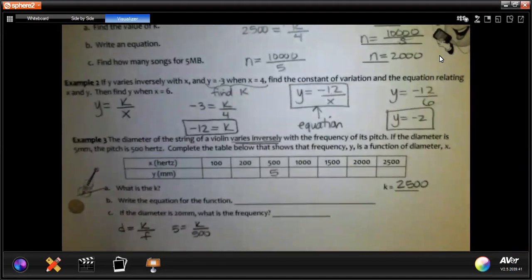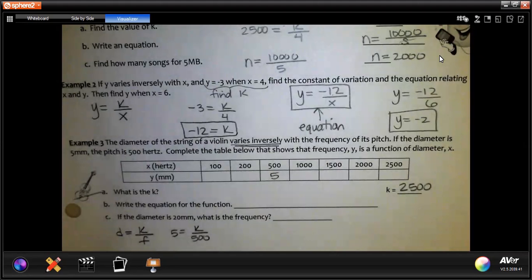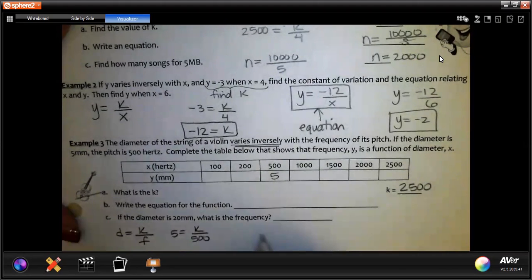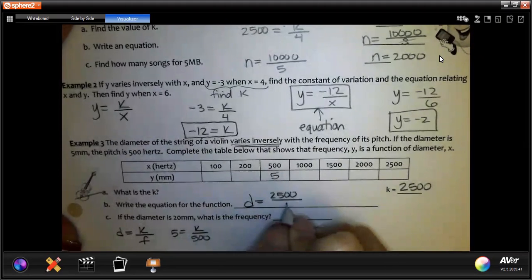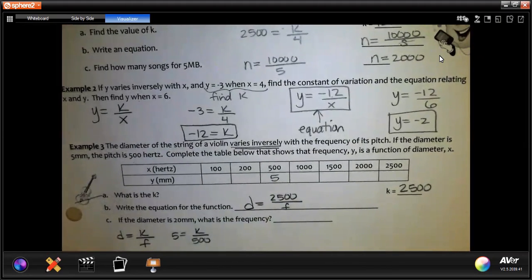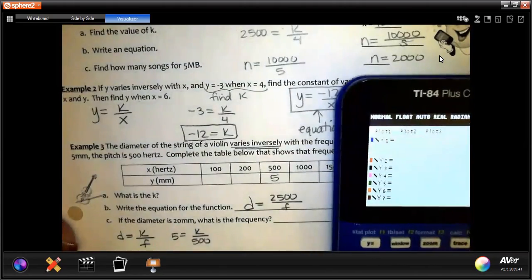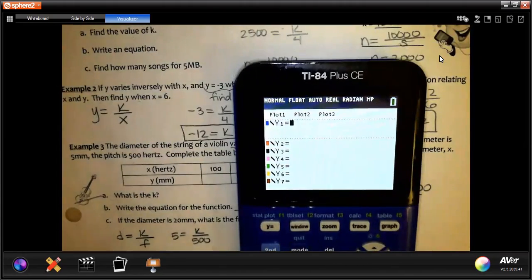Now we can write our equation for this. And so we get D is equal to 2,500 over F. Remember, once you plug in that constant, that is when you have written the equation. And so now to use that equation, we can use it to fill out the table and we can use it to predict. So I'm going to go ahead and just show you on the calculator here so that we can look at the equation and look at our table.